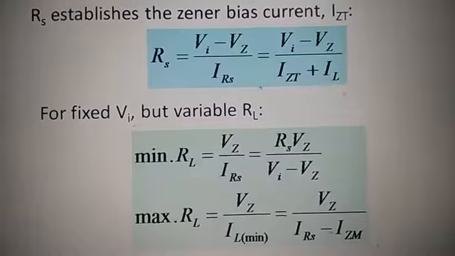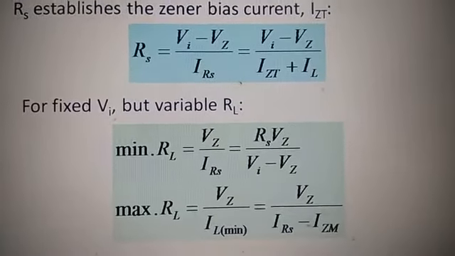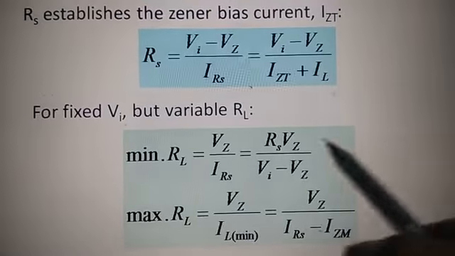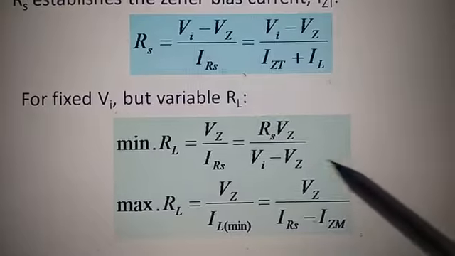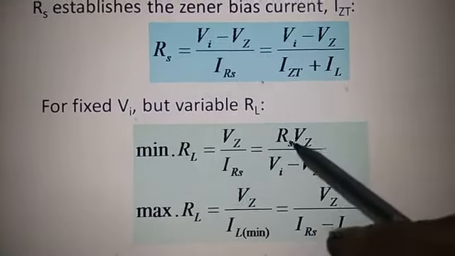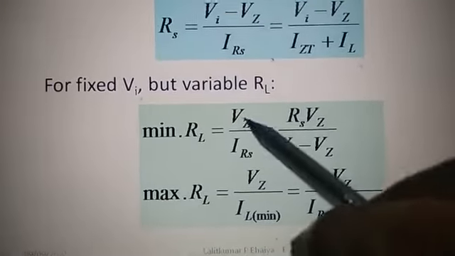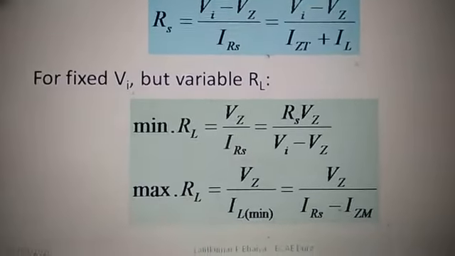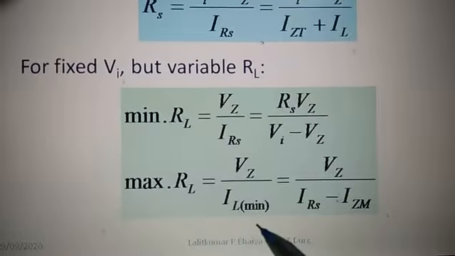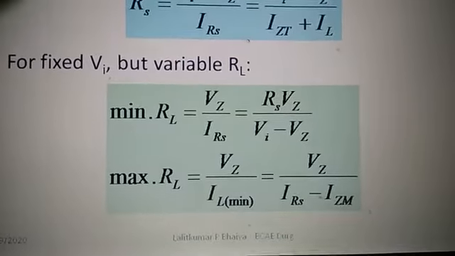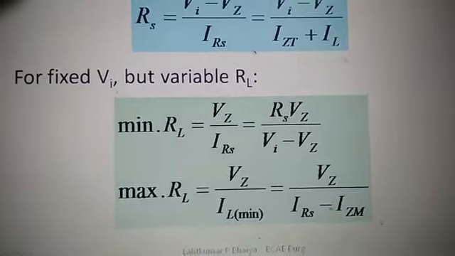and for fixed value of VI but variable RL, you can calculate minimum RL equal to Vz by IRS maximum, where IRS is nothing but VI minus Vz upon RS. So this is the minimum value of RL, and the maximum value of load resistance is Vz upon IL minimum. And IL minimum is IRS minus IZ maximum.